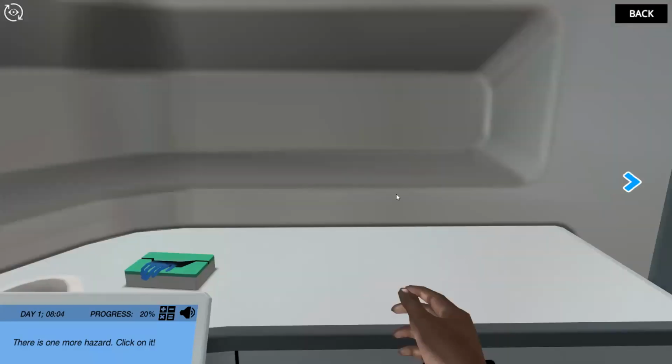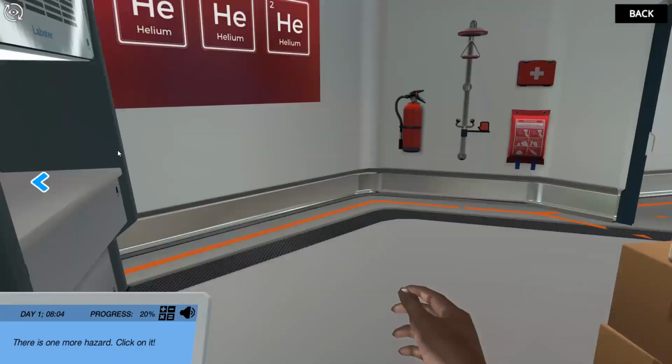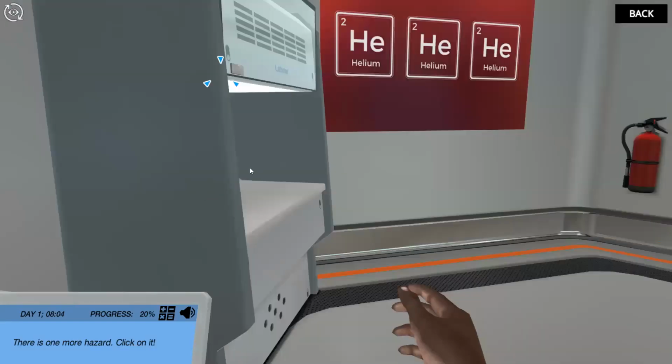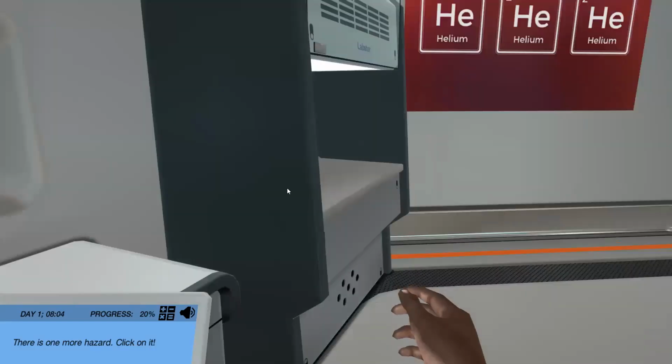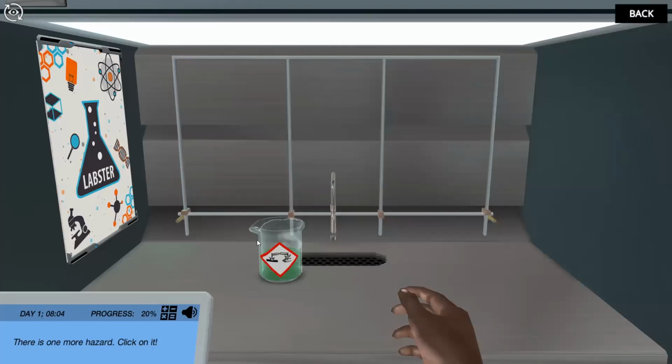If I can just go there. Hold on. It's right here in this thing. The fume hood constantly draws air through a filter to ensure that you don't get in contact with dangerous chemicals. The airflow only works effectively if the glass sash is pulled down. Yeah. Let's close this fume hood.